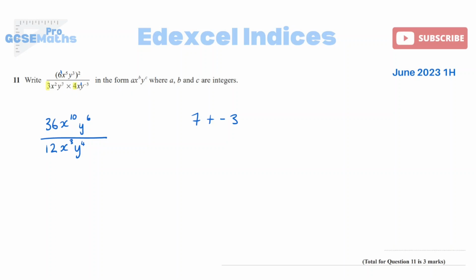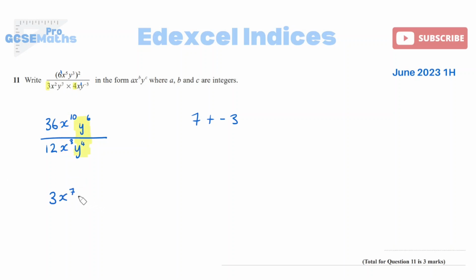So we're going to be dividing column by column. The 36 and 12 are just normal numbers. So those we are literally just going to divide. 36 divided by 12 is obviously 3. Next column. X to the power of 10 divided by x to the power of 3. Now that's where we can employ our index law, which is when we divide, we actually subtract powers. So 10 minus 3 is 7.